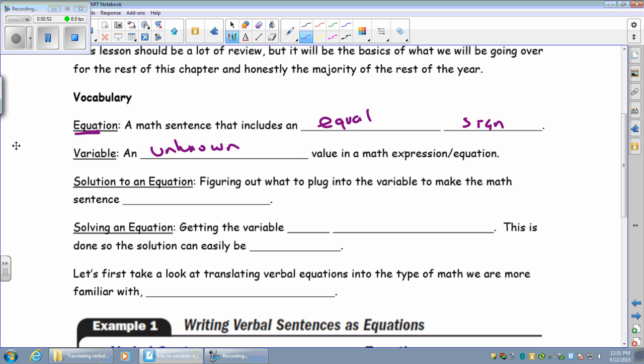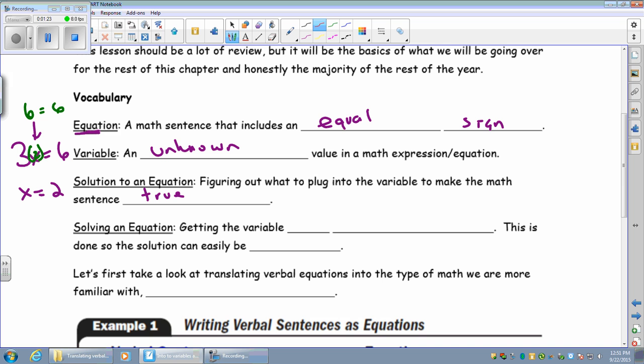So if I have 3x equals 6, I don't know what that x is yet until I solve it or find the solution. A solution is just figuring out what to plug into the variable to make that math sentence true. So I'm sure some of you already know that x is equal to 2, because when I plug 2 in up here, I get 3 times 2, it says 6, and 6 is equal to 6. So now this math sentence is true, or 3 times 2 is equal to 6 is true.